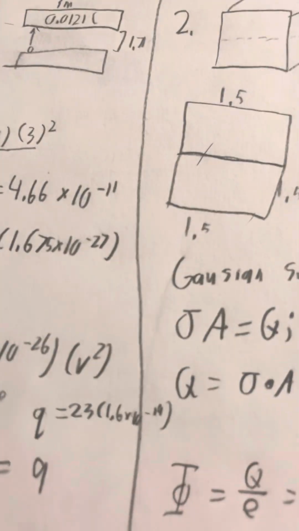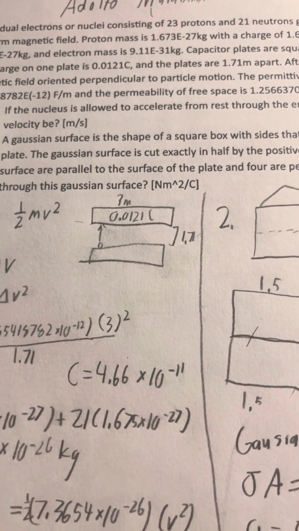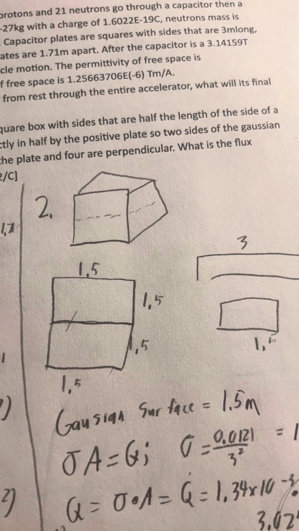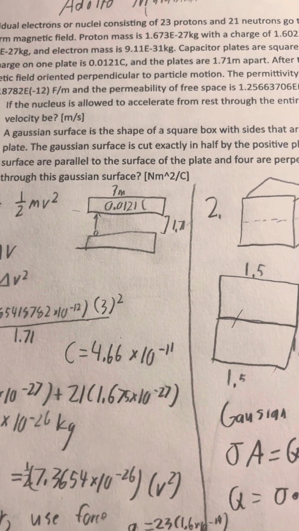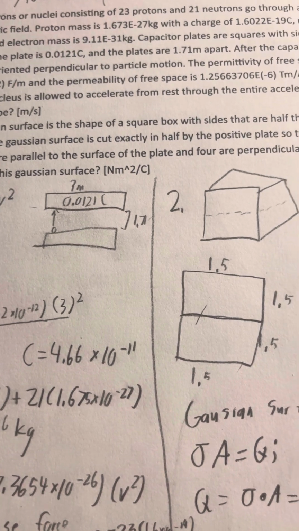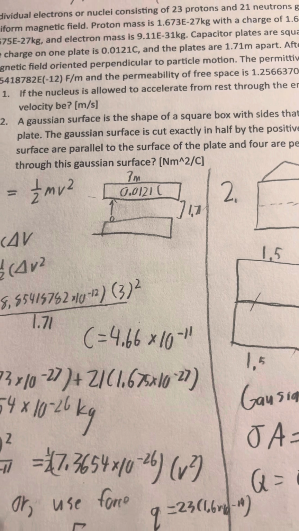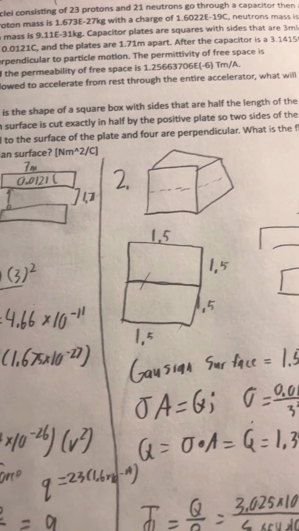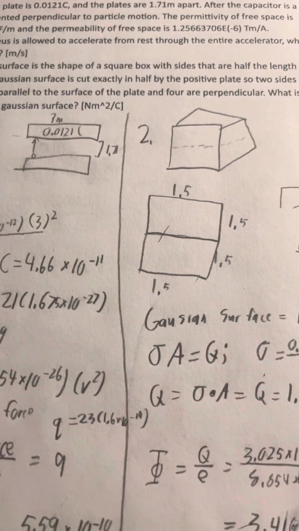Now, next on to the second question. We were given a Gaussian surface in the shape of a square box with sides that are half the length of the side of a plate. The Gaussian surface is cut exactly in half by the positive plate, so that two sides of the Gaussian surface are parallel to the surface of the plate and four are perpendicular. What is the flux through this Gaussian surface?